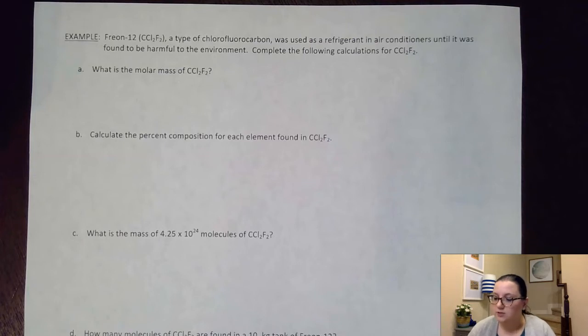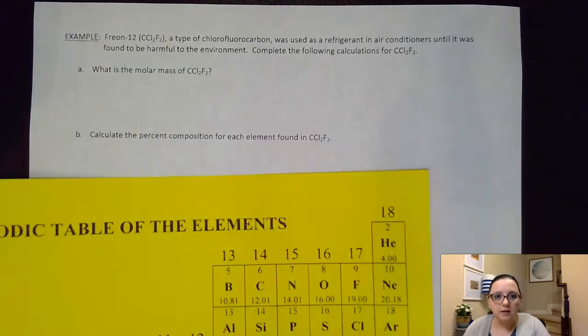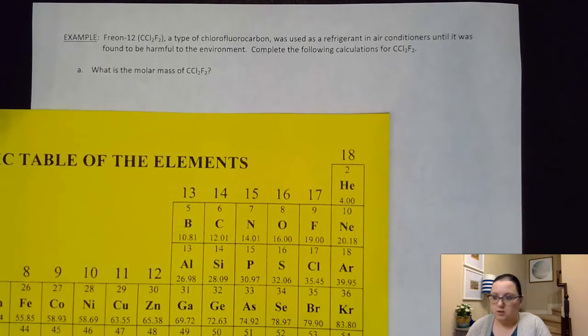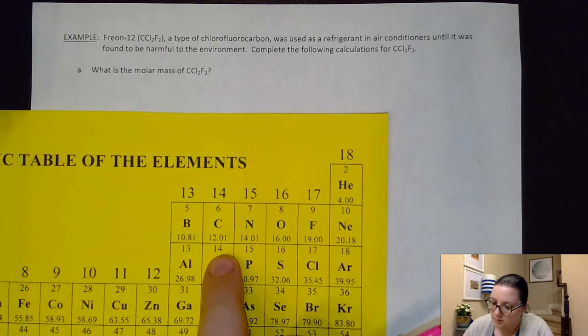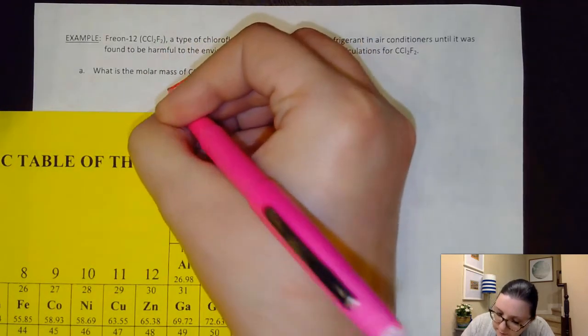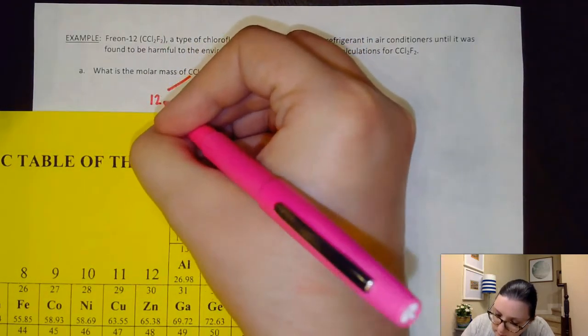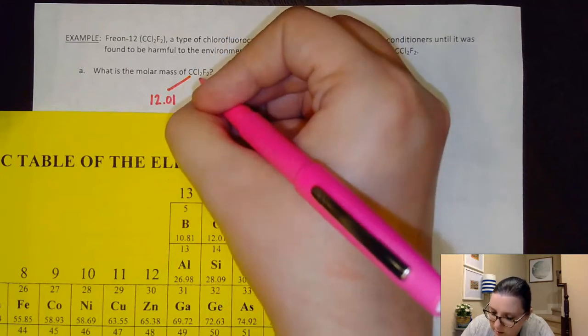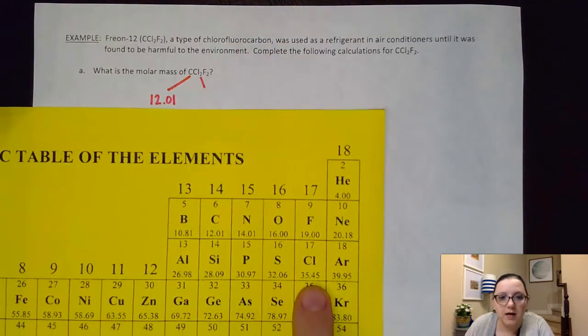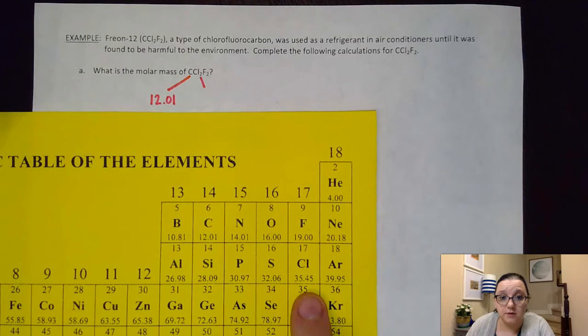And the first thing it asks us to do is to find the molar mass of CCl2F2. So this is where I would want to bust out my periodic table. Let me grab mine here. And I'm going to go find these elements on here and see what their atomic masses are. So for carbon, I have 12.01. And there's only one of that. For the chlorine, I see it has an atomic mass of 35.45.